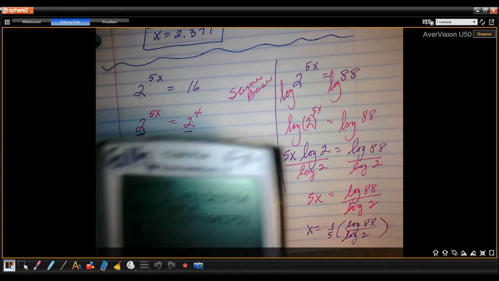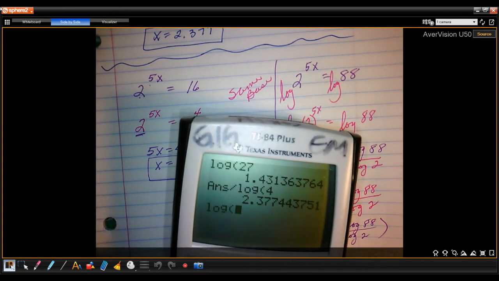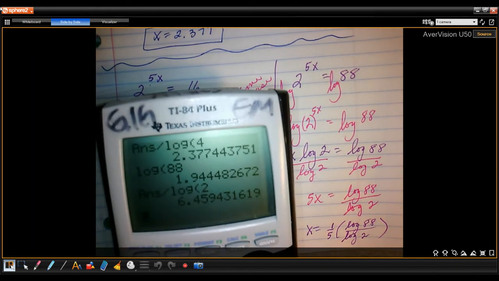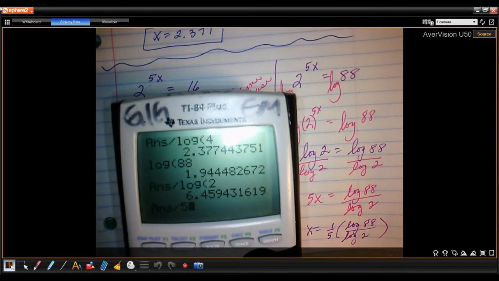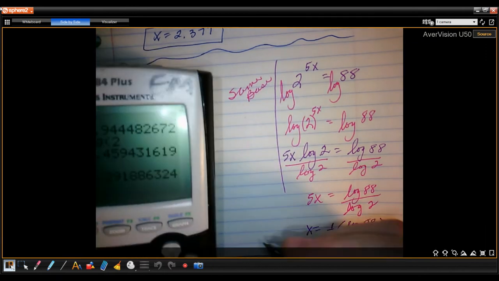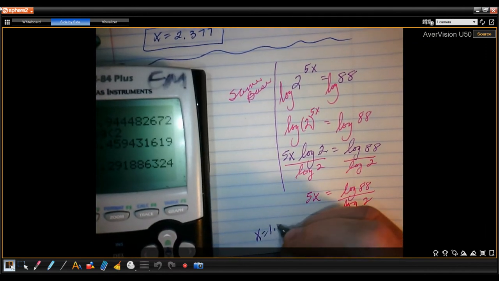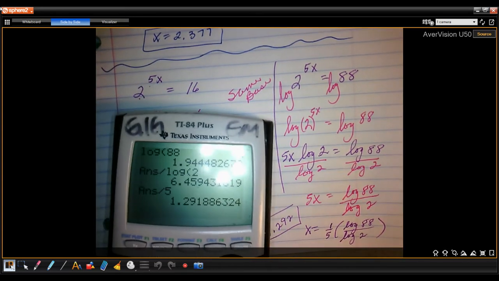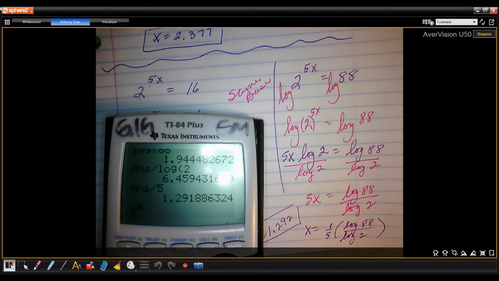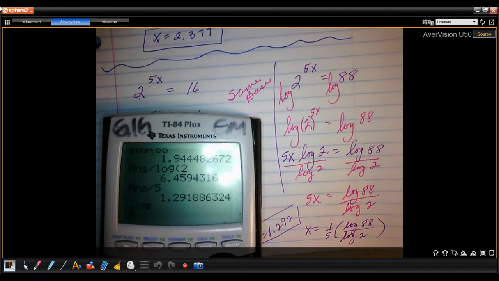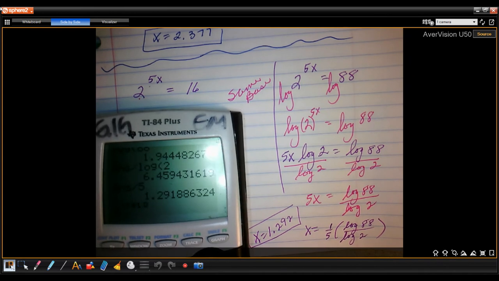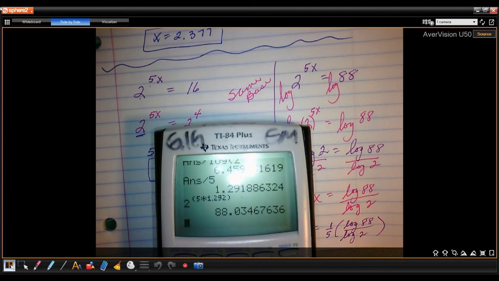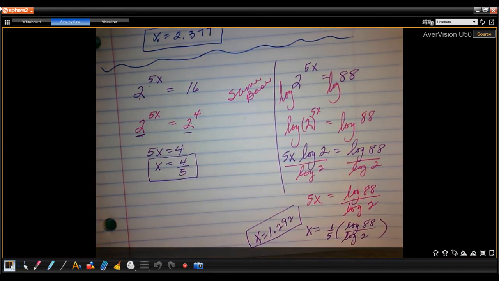Okay, so very quickly, I'll type in the calculator. Log of 88 divided by log of 2 divided by 5, so 1.29. So x equals 1.292. And you could check it. So let's check it. 2 to the power of parentheses 5 times 1.292 is 88. So you can check it. That's a cool thing. You can check it. That's nice. Okay, so let's go back.